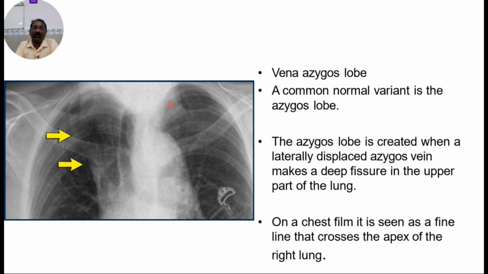So the azygos lobe, a common normal variant, is the azygos lobe. So these are the azygos lobes. So this is very, very rare.